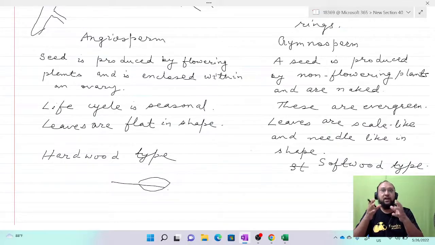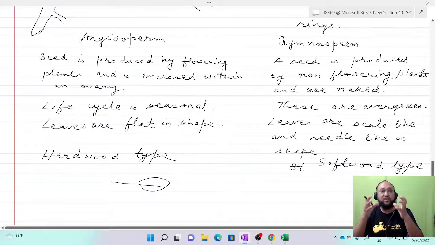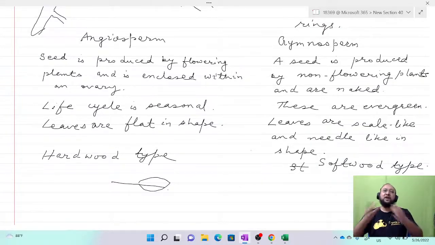Wood is very hard in angiospermic plants, the xylem tissue or wood is very hard. But in gymnospermic plants, the wood is softwood type. So these are some differences between angiosperm and gymnosperm. And as I told you, there are four groups: Thallophyta, Bryophyta, gymnosperm, and angiosperm. These are the four groups.